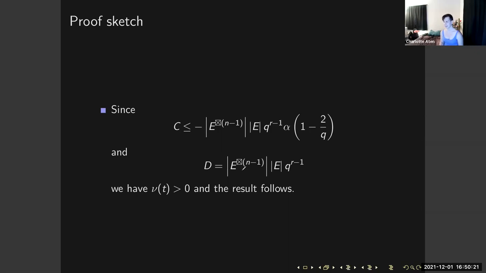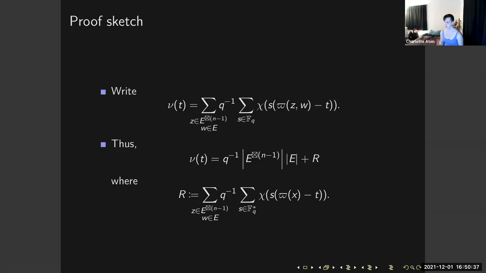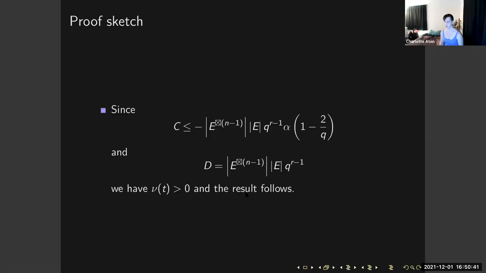And then D we can compute directly as this value, and this looks very similar to the main term that we had before, all the way back here. These together are enough to show that nu of t must actually be positive, which shows that there must actually be some non-zero pair of elements in the level set corresponding to t. That means that that particular value is actually the output of the form when some elements of E are plugged into it.